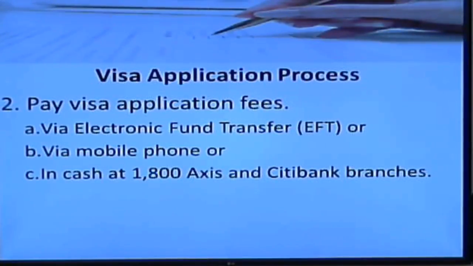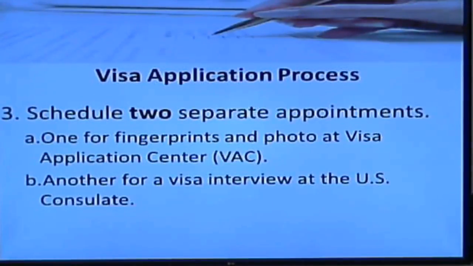The next thing you will have to do is pay your visa application fee. There are 3 different ways that you can do that. You can do this by electronic fund transfer, you can do it via mobile phone, or at Access and Citibank branches across our consular district. When you're filling out your application, you will have specific instructions for how to do each of these steps.